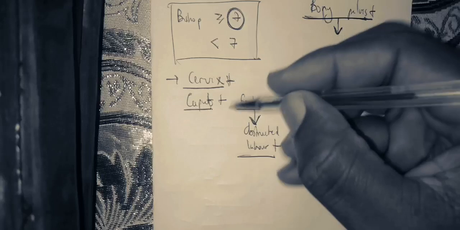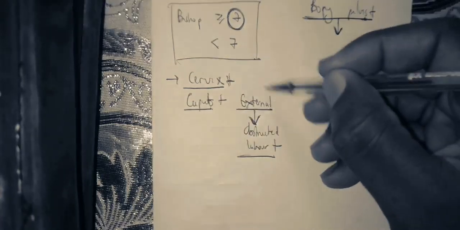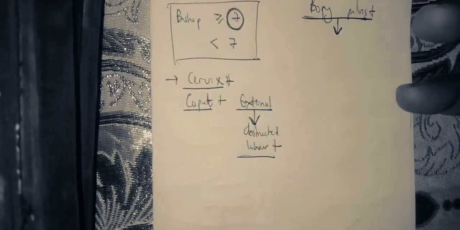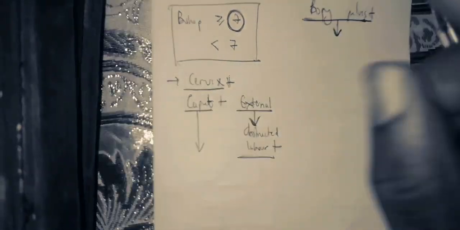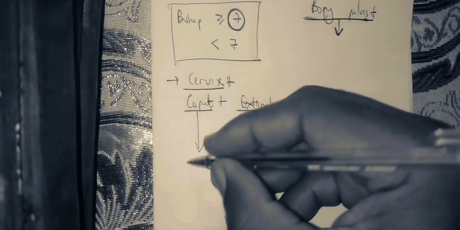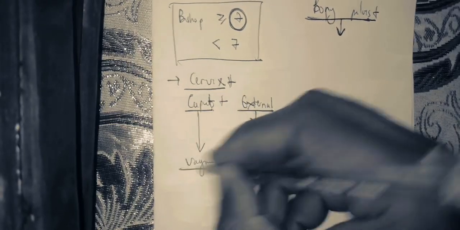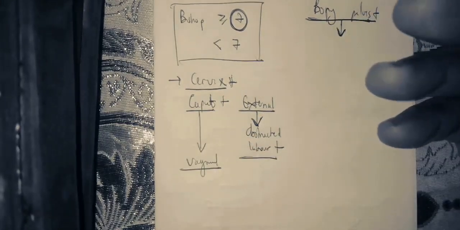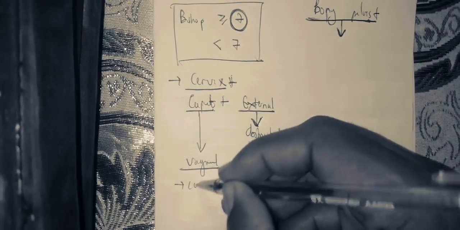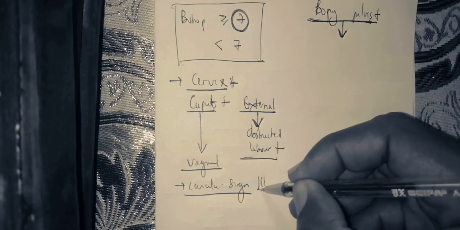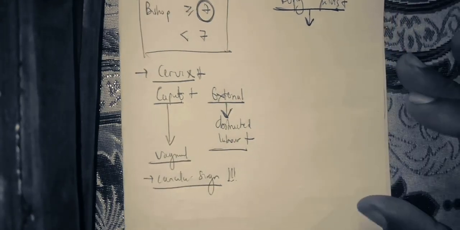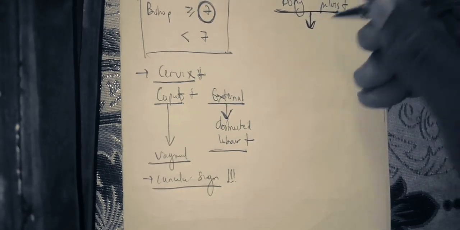I forgot to say that when you have a cervix with a caput and the caput is very huge, and when you do the vaginal speculum examination, another thing that can make you guess that it is a contracted pelvis is the cannular sign. Is it clear? I'm going to tell you in the comments what the cannular sign is. The next one is the bony pelvis.